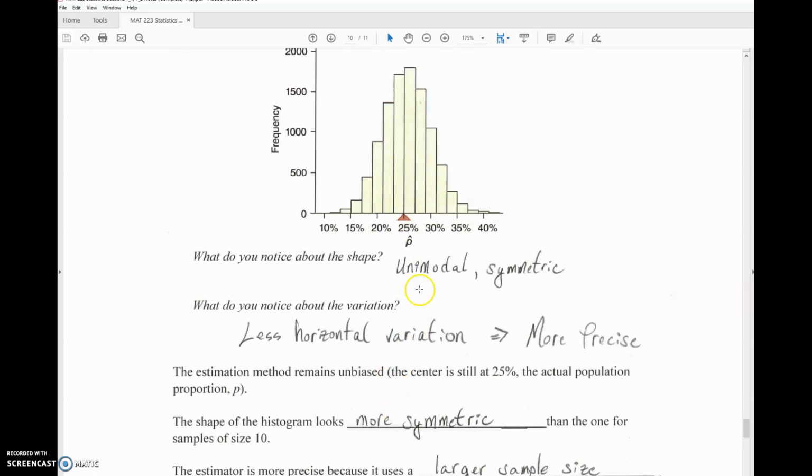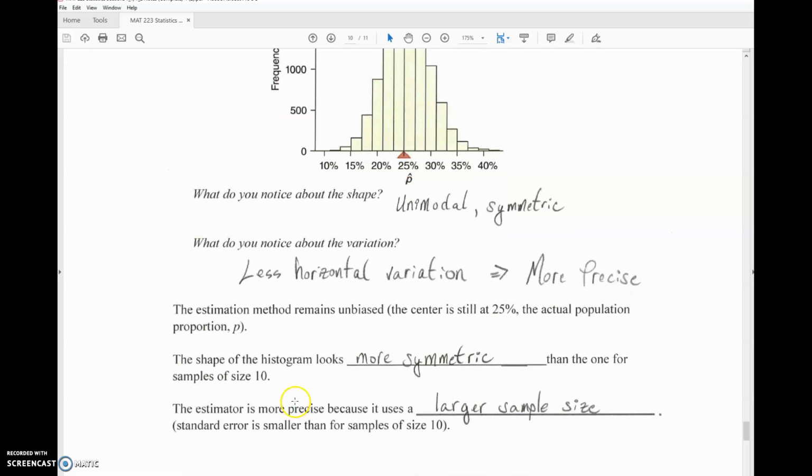All right, so it's very accurate still, right? Most of them are right there at 25%, the bullseye. And it's also more precise. There's not as much spread here away from 25%. So the estimation method remains unbiased. The center is still at 25%, the actual population proportion P.